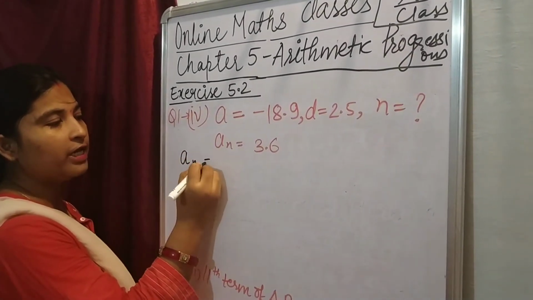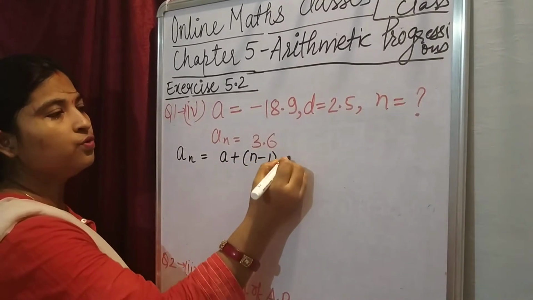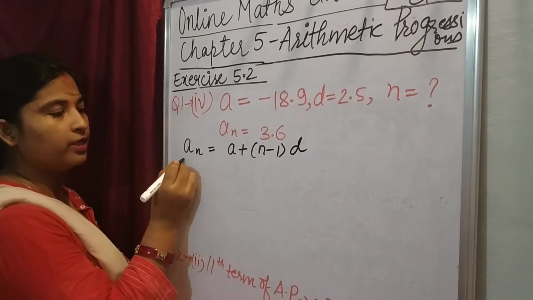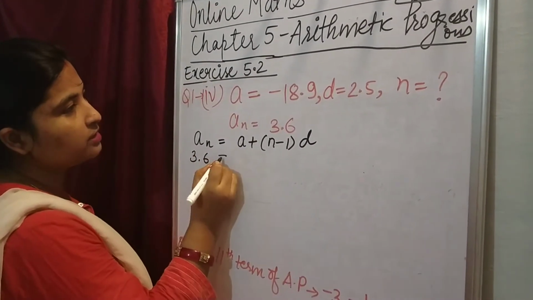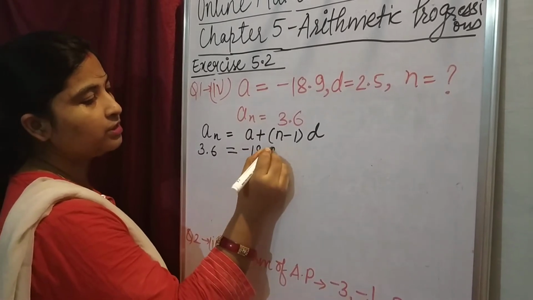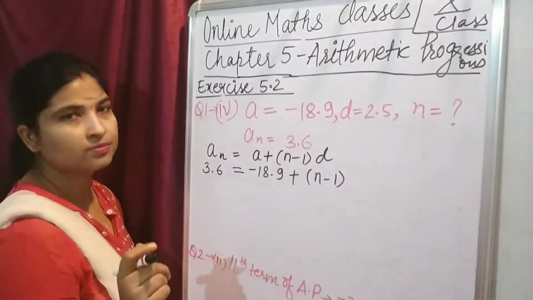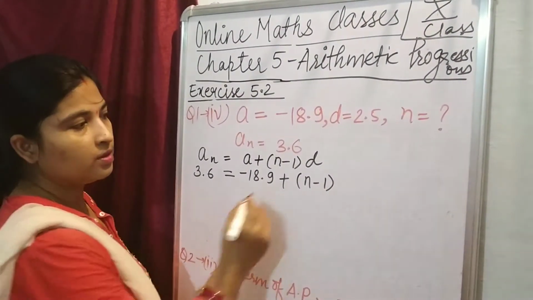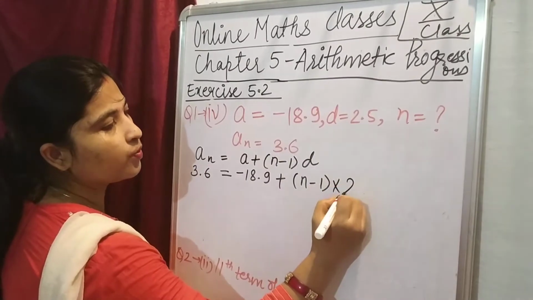What is the formula of an? an is a plus n minus 1 into d. So put the values over here. an, what is the value of an? 3.6, okay, is equal to a. What is the value of a? Minus 18.9 plus n, I have to find n, minus 1 into d. What is the value of d over here? Can you see that d is 2.5?